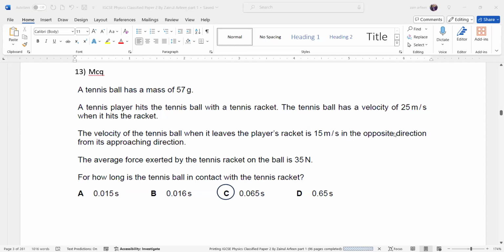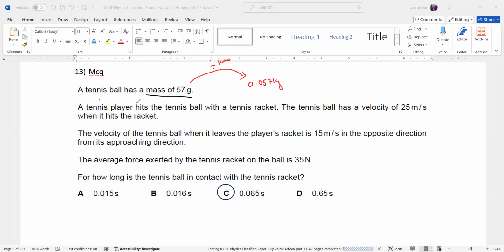So this exercise is related to the MCQs of topic momentum, topic 1.6. Whenever you see a question related to a topic, recall all the formulas related to that topic. A tennis ball has a mass of 57 gram. The SI unit of mass is kg, so even if you see a mass in gram, you have to convert it into kilogram. You divide it by 1000, so this will be 0.057 kg.